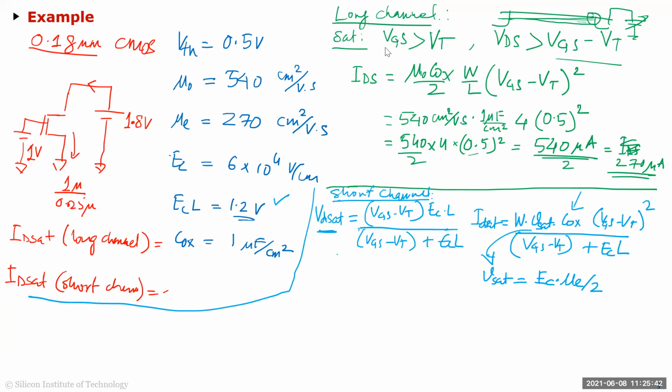Okay, good. Everyone got 0.35. Now start deriving the equation for IDSAT.